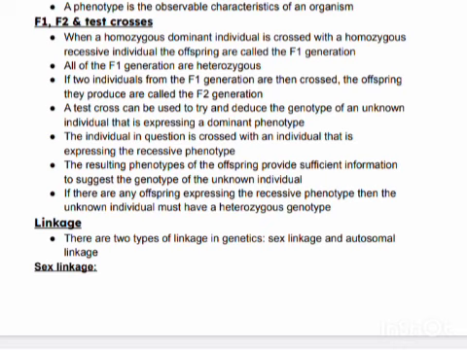Now if we have an unknown individual, an unknown genotype, then we can cross it with an individual of recessive genotype. If as a result we get any recessive genotype being expressed, then we should know that the unknown individual has a heterozygous genotype, right?